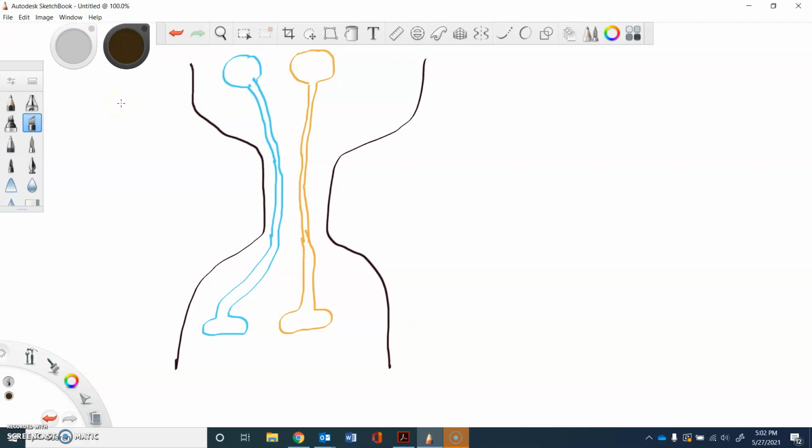Okay, so now we're going to talk about the posterior pituitary. This right here is my post pit. I just didn't draw on the anterior pituitary side. So this is post pit, diagrammatic. This is the hypothalamus up here. All right, so this is the infundibulum.